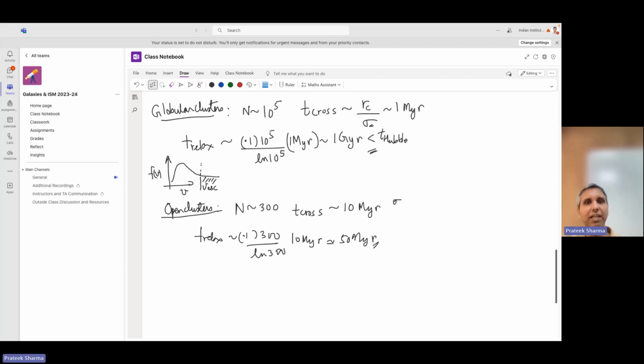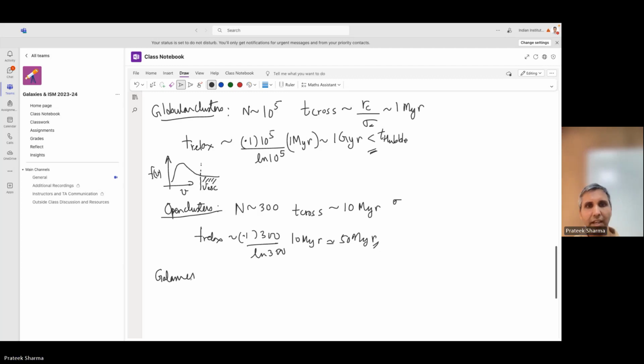But after this time scale, they should also forget their initial velocities. Okay, and you can do the same exercise for various things. So for open clusters, two-body relaxation is important.